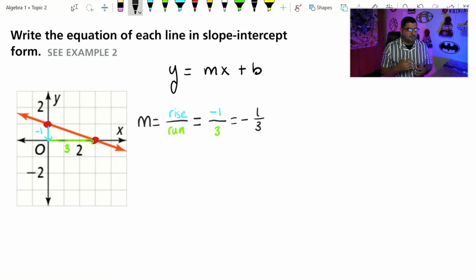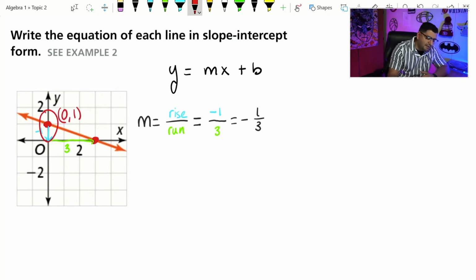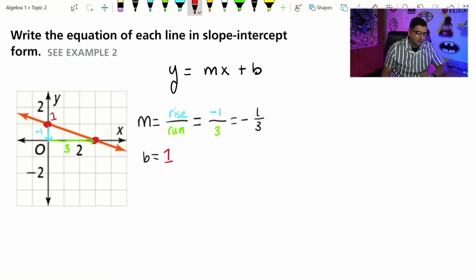b represents my y-intercept, which is the point at which my line crosses the y-axis. I actually already found that point. It's one of the points I chose when I was counting for my slope. The line crosses the y-axis at (0, 1). So my y-intercept, b, is the value where it crosses the y-axis, which in this case is just 1.